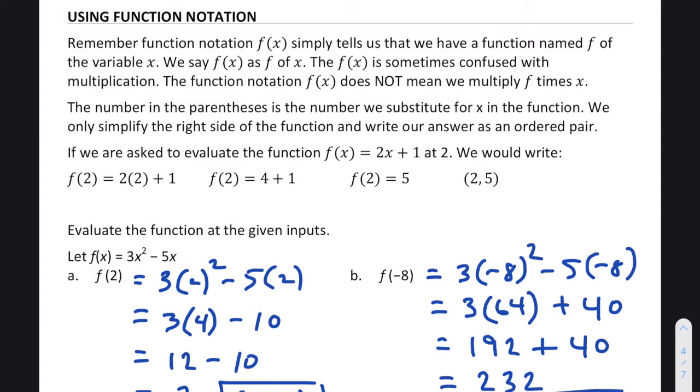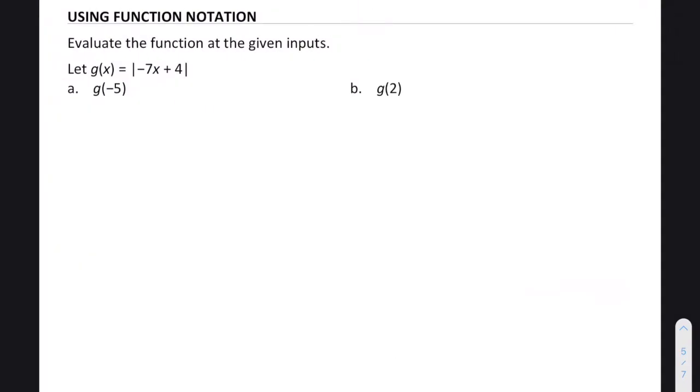Okay, so that's one example where we have a simple function, 3x squared minus 5x. We can continue and take a look at another function. If you remember from earlier in the year, we talked about what these parallel bars on the outside of an expression mean. They mean absolute value. So basically what that means is whatever we get on the inside, whether it's positive or negative, we're always going to write our answer as positive.